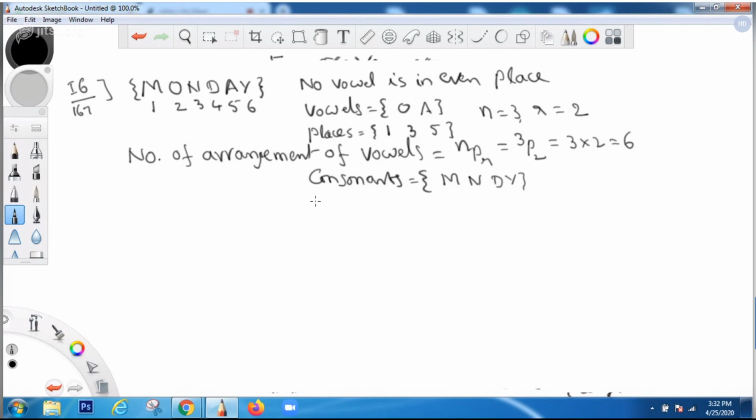So the number of places available, the number of vacant places: totally 6 places, and we have used only 2. The balance is 4. Here also 4 letters are there: M, N, D, Y. Now tell me what n is. 4, and r is 4. Good.